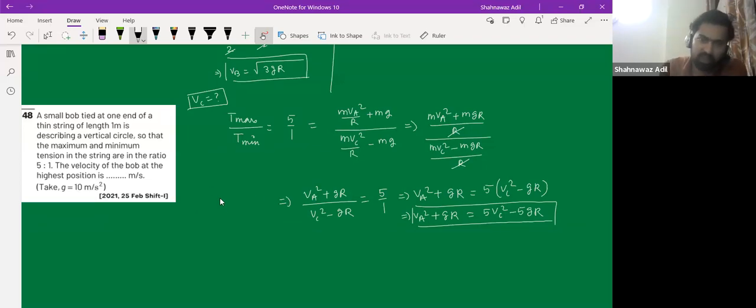Okay, so you have this diagram, right? You have this VA and you have this VC. You have two points, and this is the reference. Whatever the energy at this point, that same energy would be here. So energy conservation, right? Energy conservation.